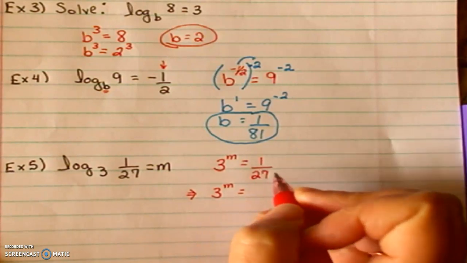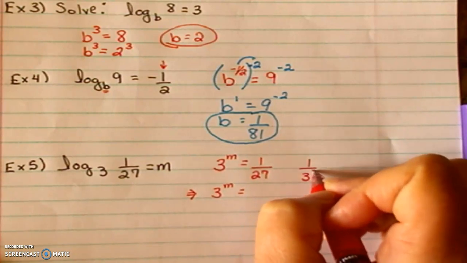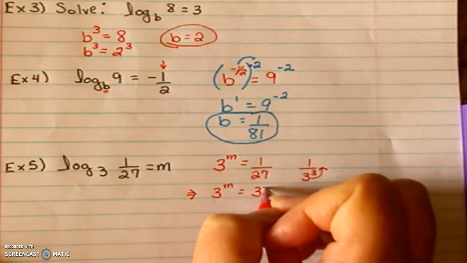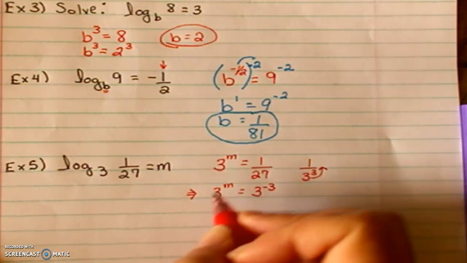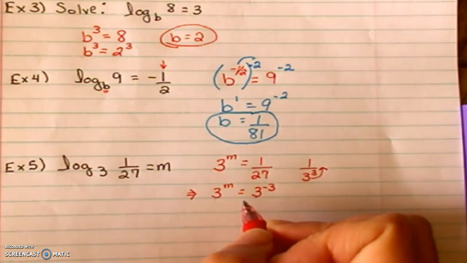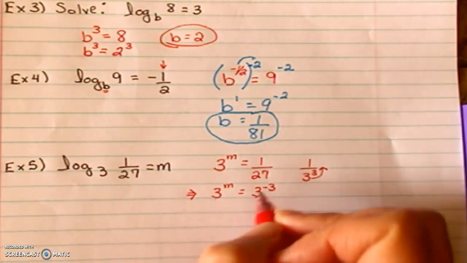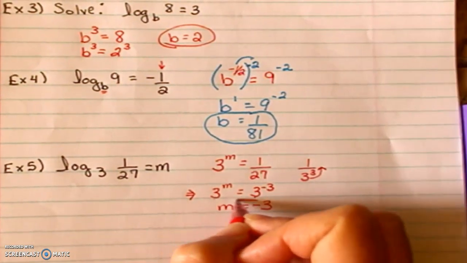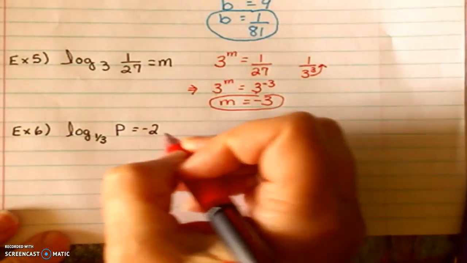So 1/27 is 3 to the 3rd power in the denominator. And if I move that up, you are going to get 3 to the -3rd power. So 1/27 is the same thing as 3 to the -3rd power. If the bases are the same, and these are equal statements to each other, then those exponents have to be the same, which means that m has to equal -3. And there's your answer.